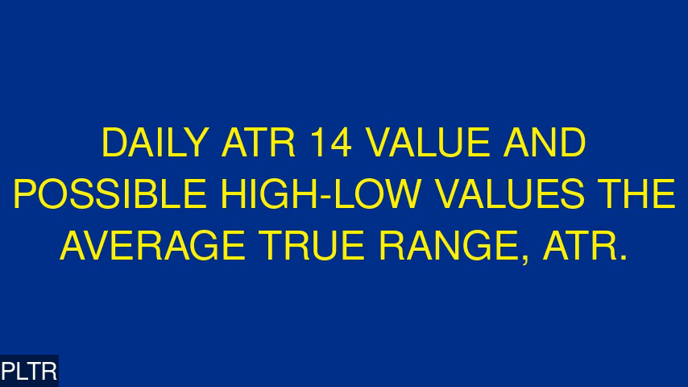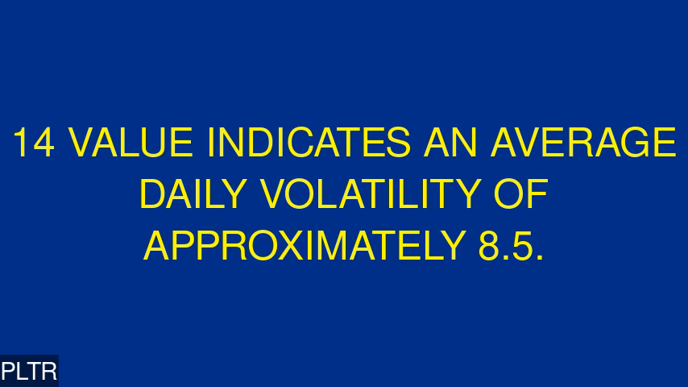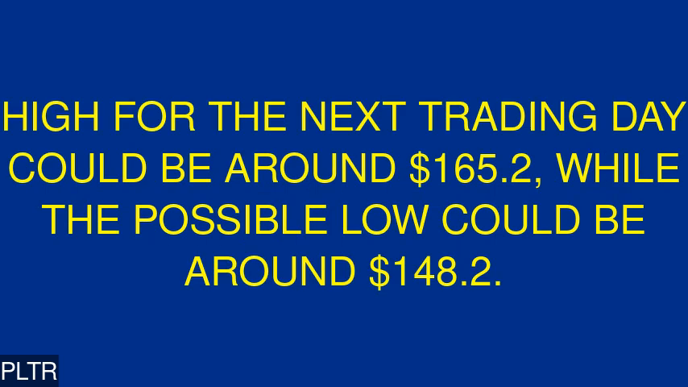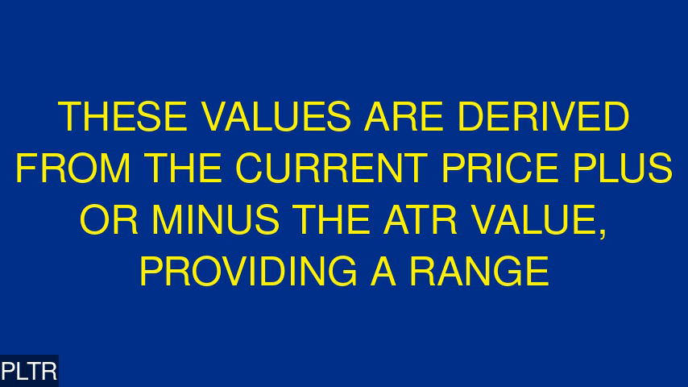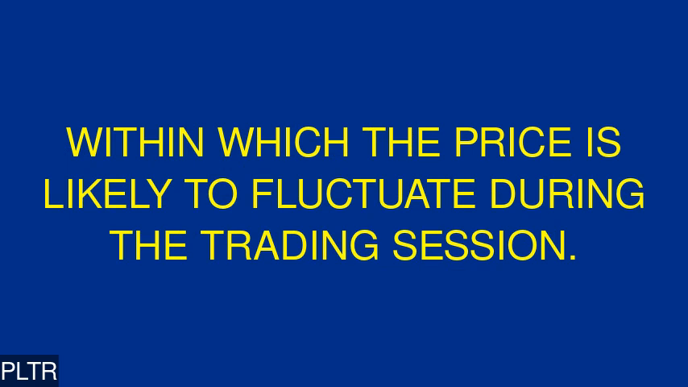Daily ATR14 value and possible high-low values. The average true range, ATR14 value, indicates an average daily volatility of approximately 8.5. Based on this, the possible high for the next trading day could be around 165.2, while the possible low could be around 148.2. These values are derived from the current price plus or minus the ATR value, providing a range within which the price is likely to fluctuate during the trading session.